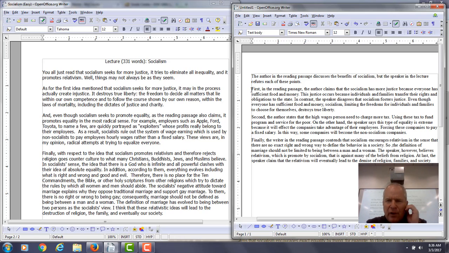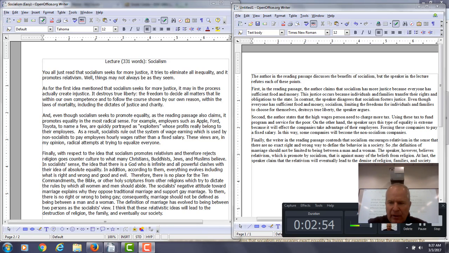So first, in the reading passage, the author claims that socialism has more justice because everyone has sufficient food and money. This justice occurs because individuals and families transfer their rights and obligations to the state. In contrast, the speaker disagrees that socialism fosters justice. Even though everyone has sufficient food and money, socialism, limiting the freedoms for individuals and families to choose for themselves, destroys true liberty. Maybe you say something like this at the end. Okay, now ready to take a look at the next paragraph.